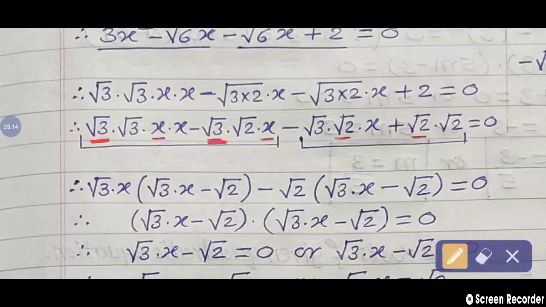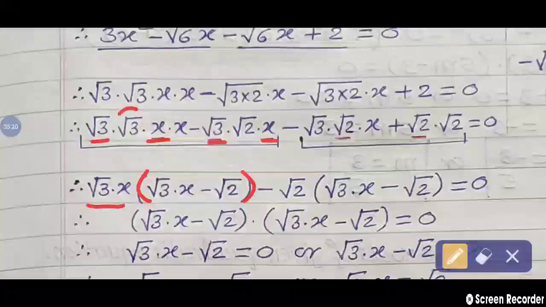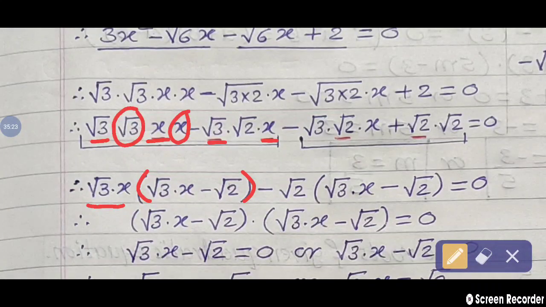Root 3 is common and x is common. So root 3x is common. What remains in the bracket? Root 3x minus sign and only root 2 that we write. That is our second factor. In the next two terms, what is common? Check. Only root 2 is common. And here minus sign, so keep that minus sign here.